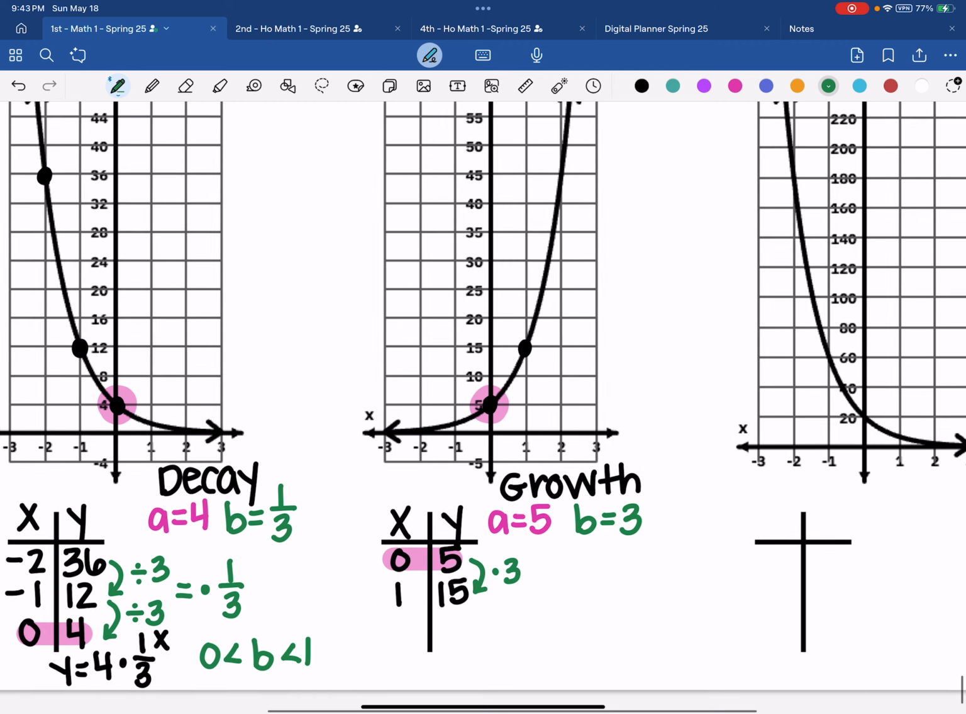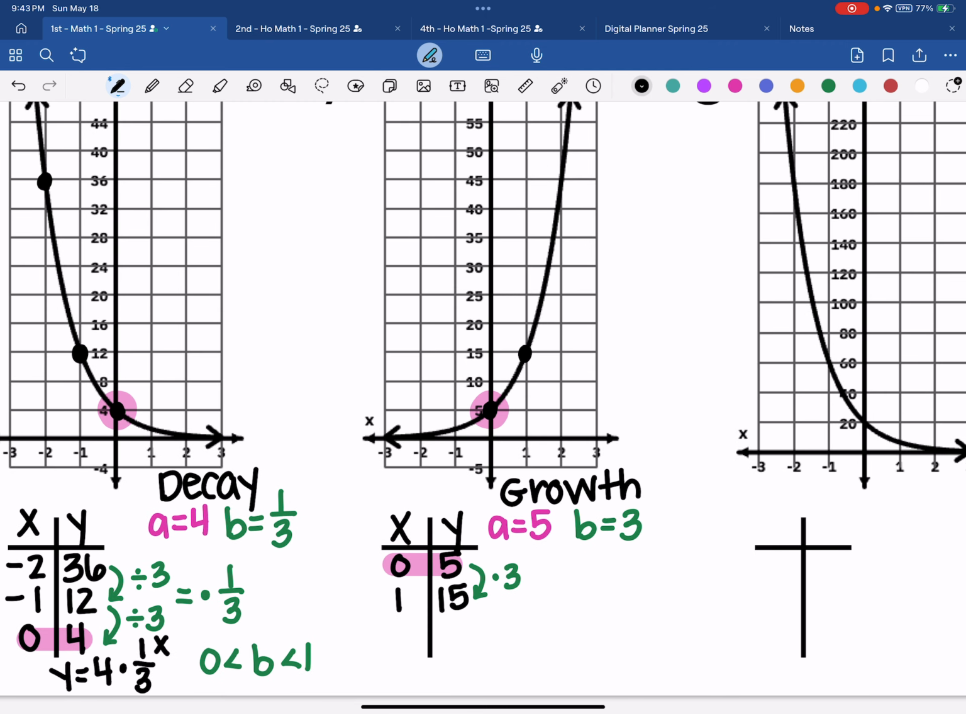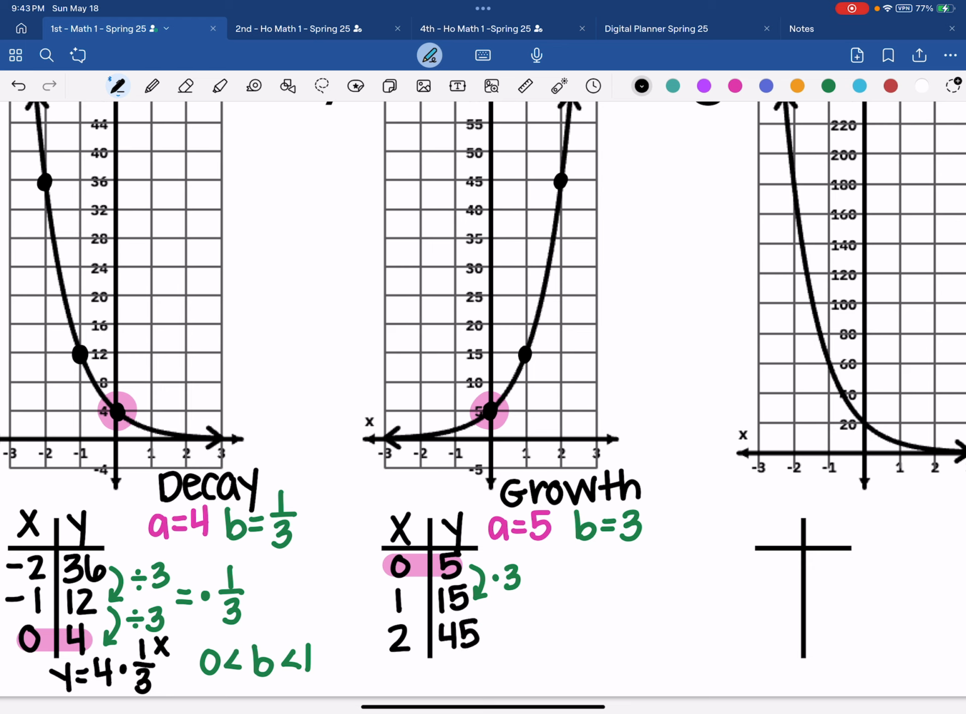However, I do have another perfect point. If I go back, I have another perfect point at 2 and 45. So I also can see that 15 times 3 also gives me 45. So that is in fact showing growth because my base is greater than 1. So we have y equals 5 times 3 raised to x.